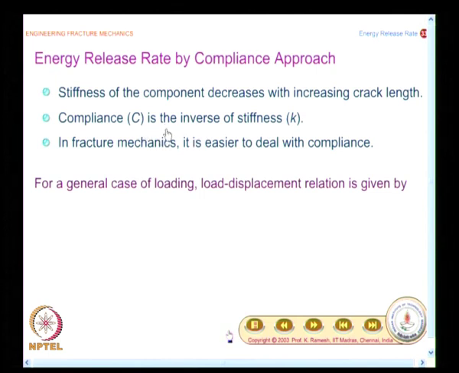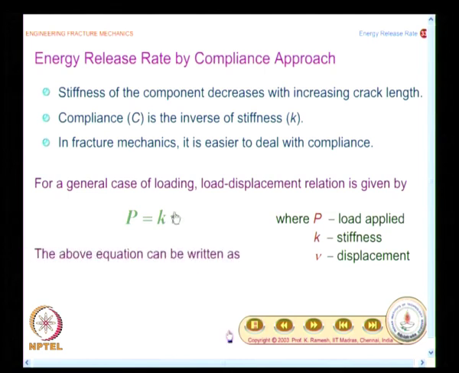So, if you look at it historically, it was Irwin who suggested it is easier to deal with compliance as far as fracture mechanics problems are concerned. So, we would recast the expressions. For a general case of loading, you could apply the load displacement relation as P equal to KV. Do not read this as nu, it appears in italic font as nu, but read this as K into V. I would like to recast this expression in terms of compliance.